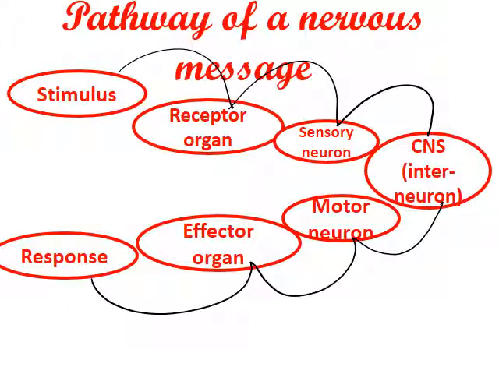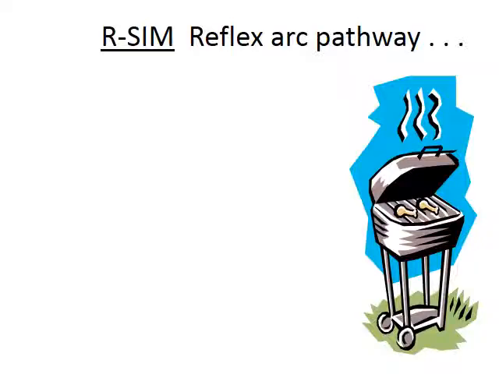So this is the pathway of the nervous message. It moves: stimulus, receptor organ, sensory neuron, central nervous system, motor neuron, effector organ, and finally the response or the action.